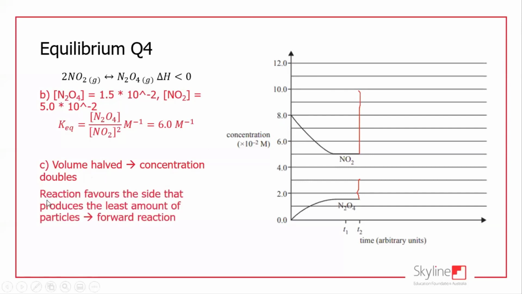So the reaction favors the side that produces the least amount of particles because our volume has been halved. Least amount of particles is a forward reaction. Therefore, we're going to be slowly decreasing the amount of reactants and increasing the amount of products. That's essentially what it would look like. That's all you need to do.